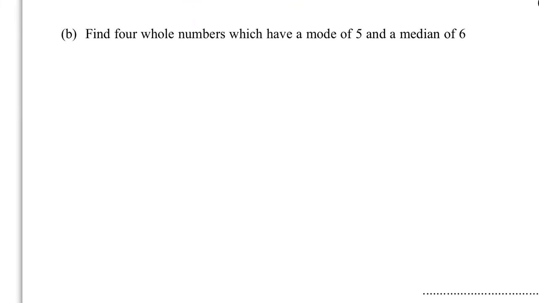So 4 whole numbers which have a mode of 5 and a median of 6. Step 1. 4 whole numbers. Beautiful. Right. Now, the only way to get a median of 6 when we have an even amount of numbers is either the 2 numbers in the middle need to be 6, like so, or this number in the middle needs to equal 6.